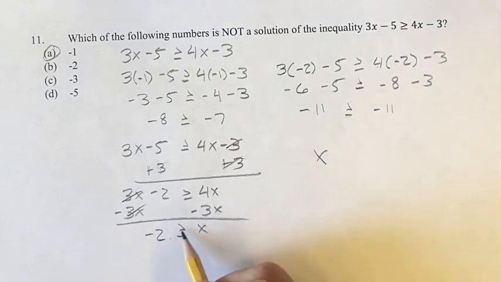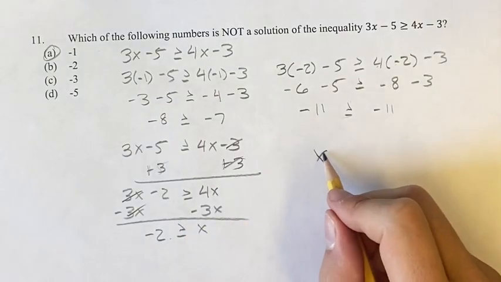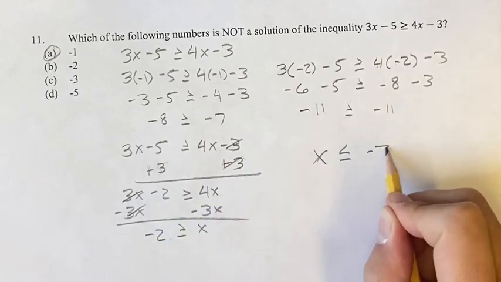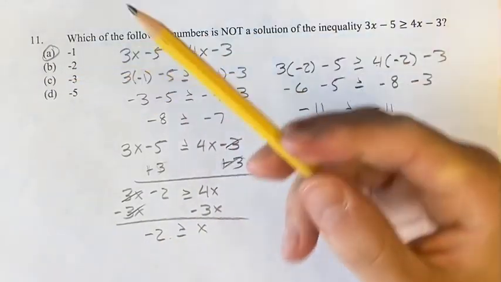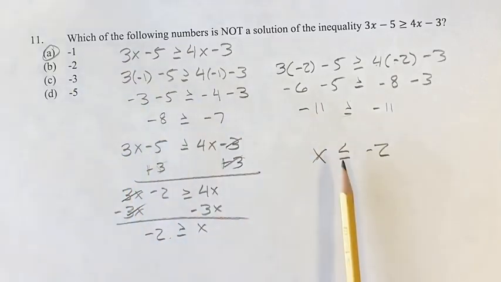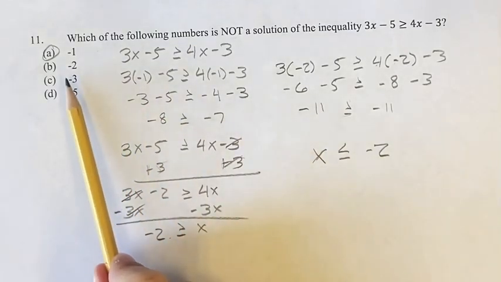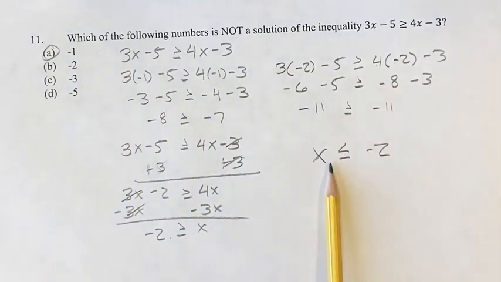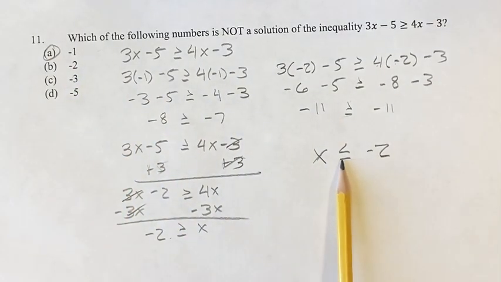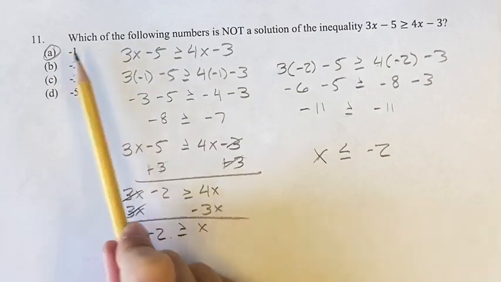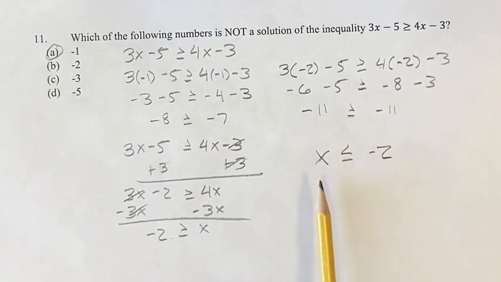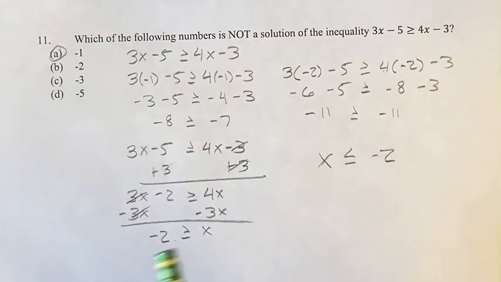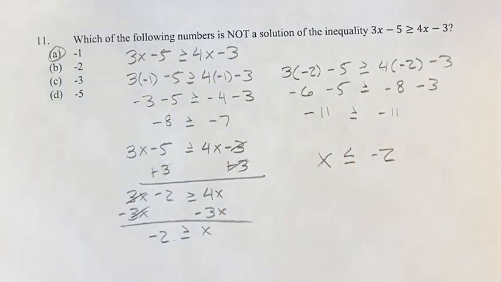So this is x, and then flipping around the inequality, so we have x in terms of something, x is less than or equal to -2. And then we look at these and we say, okay, -5 is less than or equal to -2. -3 is less than or equal to -2. -2 is less than or equal to -2, again, equals, you gotta remember that. And then -1 is not less than or equal to -2, it's greater than -2, so it's not a solution. Therefore, no matter which way you do it, you're gonna get A as your solution.